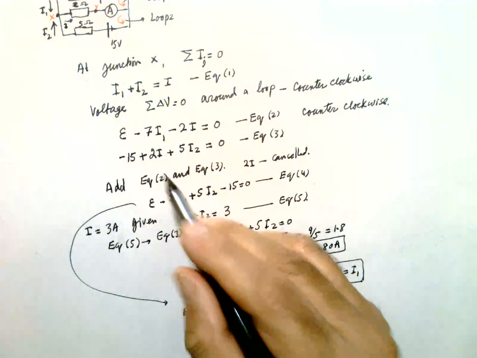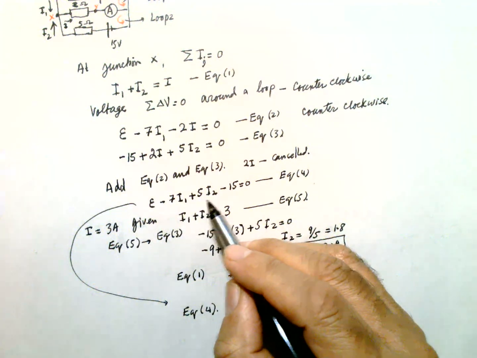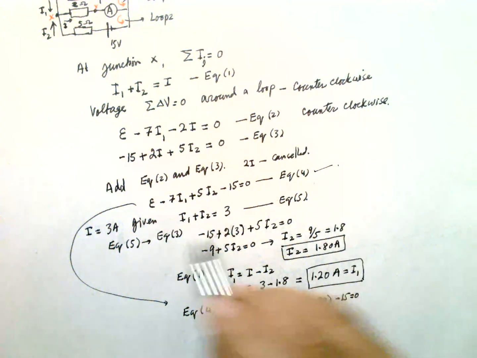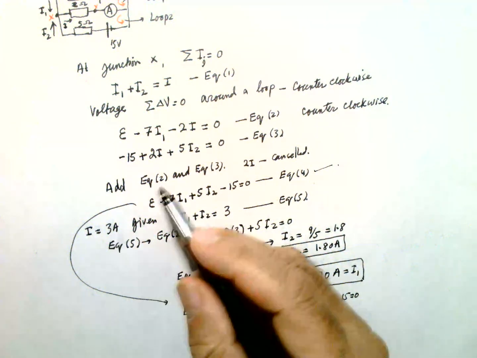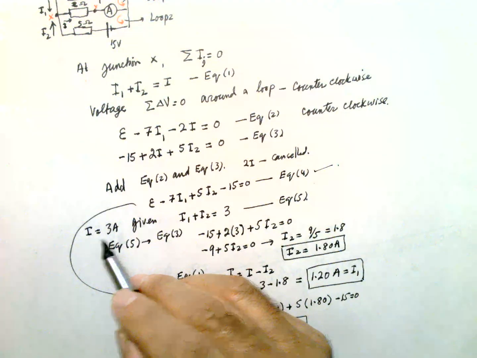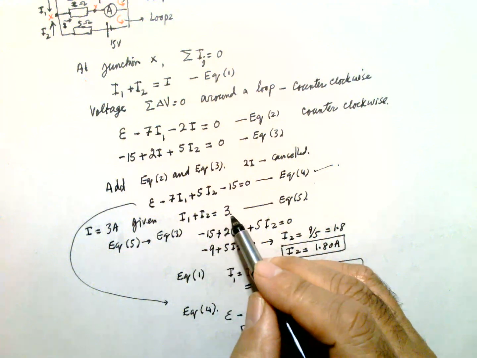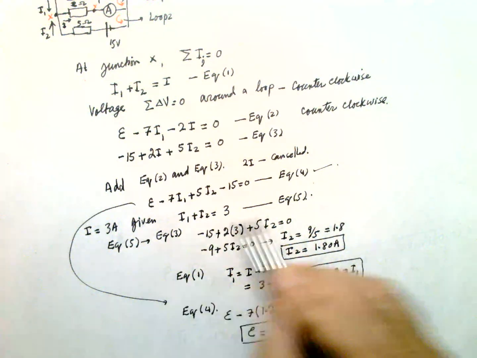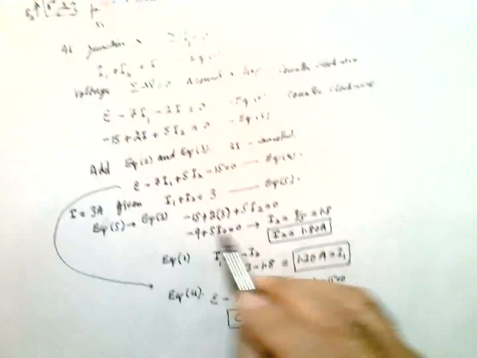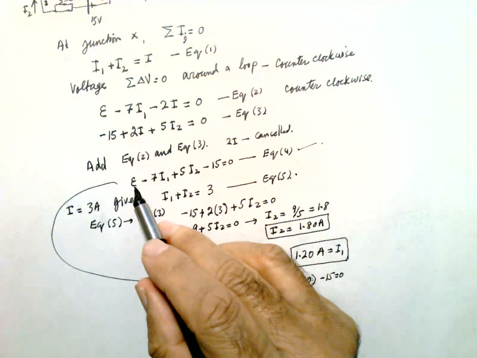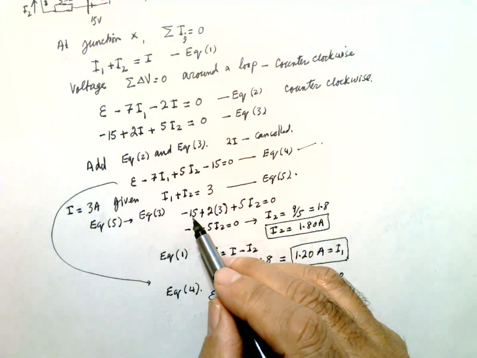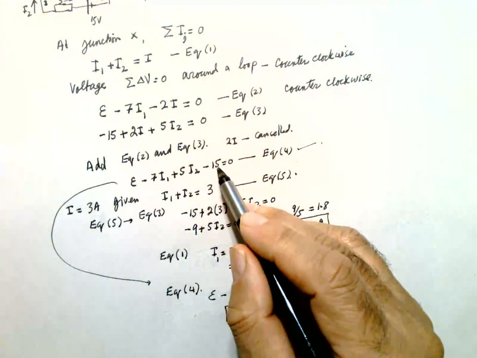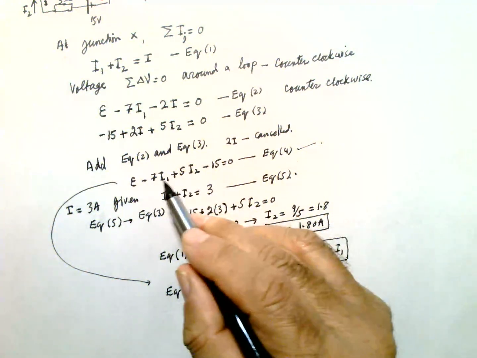We will get EMF minus 7I1 plus 5I2 minus 15 is equal to 0. Equation number 4. I is given in the statement, so I1 plus I2 is equal to 3. This is equation number 5. Substitute this one in this one. So this is minus 15, and then the value of I1.